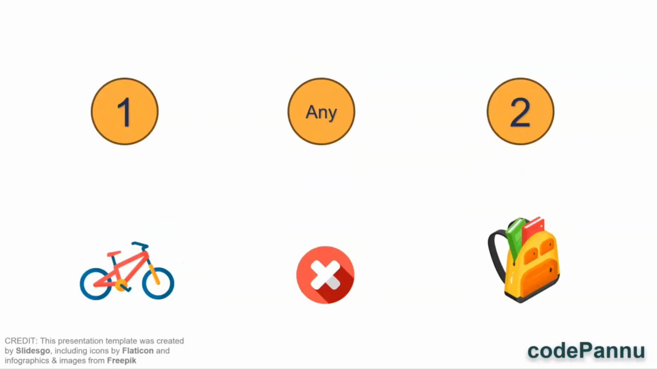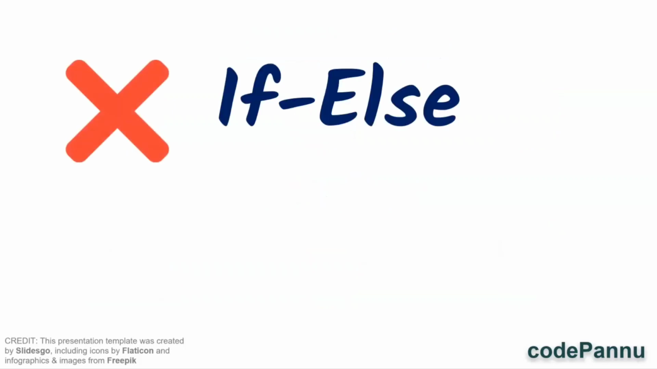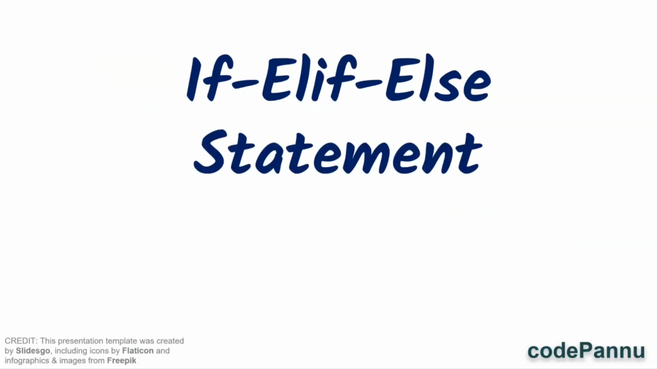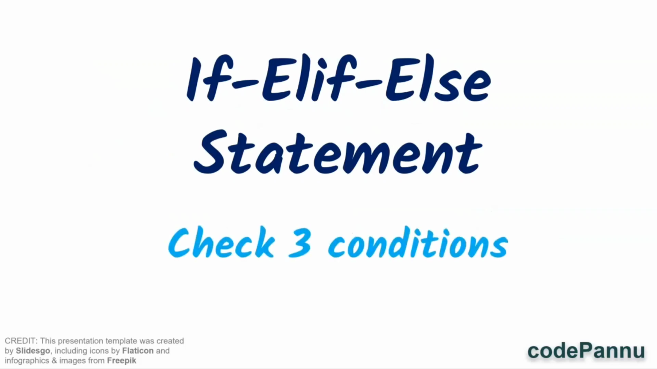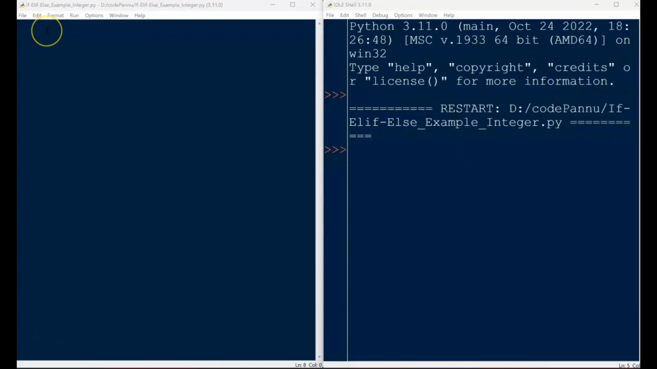So here we have 3 conditions and 3 actions. Here we cannot write an if-else because with an if-else we can check only 2 conditions. But we are going to use an if-elif-else statement because we have 3 conditions. Shall we try writing a code for this using an if-elif-else statement? Okay, let us go to Python and write the code.